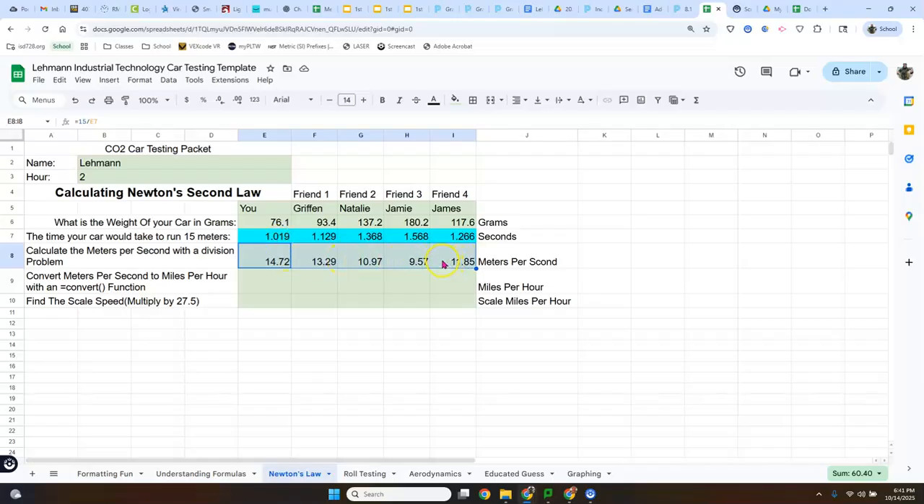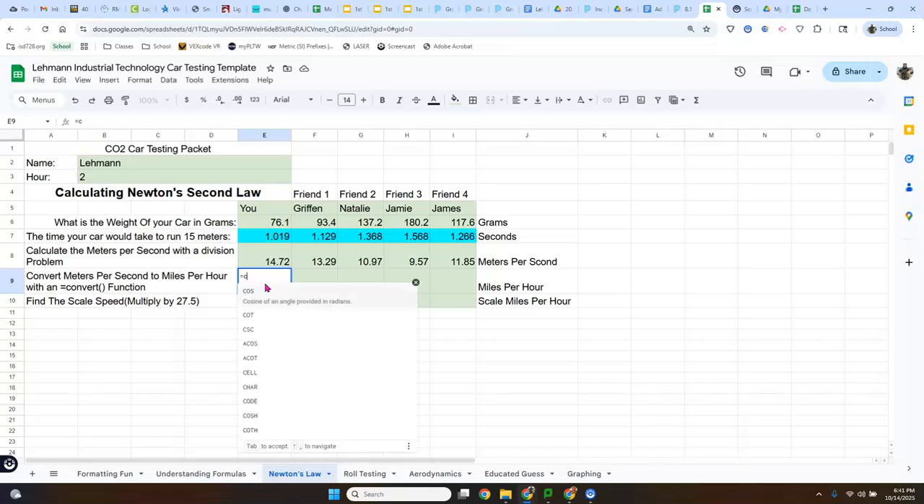Now, meters per second isn't all that familiar to us here because we usually talk about miles per hour. So the next thing we're going to do is use a convert function to change it from meters per second to miles per hour. So here's how we do that. We select into E9, the cell, and we're going to hit equals, and then we're going to type in convert, C-O-N-V-E-R-T. And then we're going to do an open parenthesis, which is a shift 9.